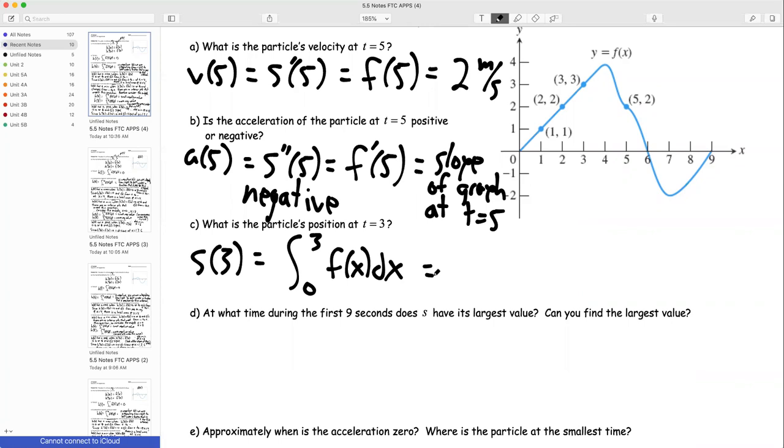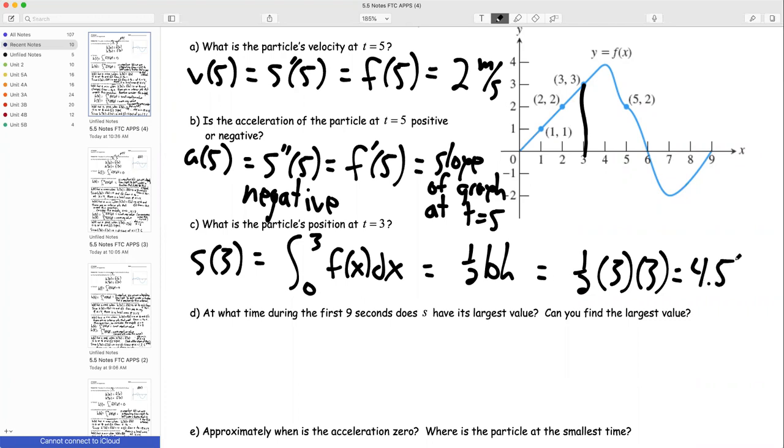So how do I evaluate the integral from 0 to 3? I'm finding the area under the curve from 0 to 3, which is a triangle. So we have 1/2 the base times the height. My base is 3, and my height is also 3. Therefore, that will give me 9/2. So 4.5. And what are my units? Meters, because it's the position.